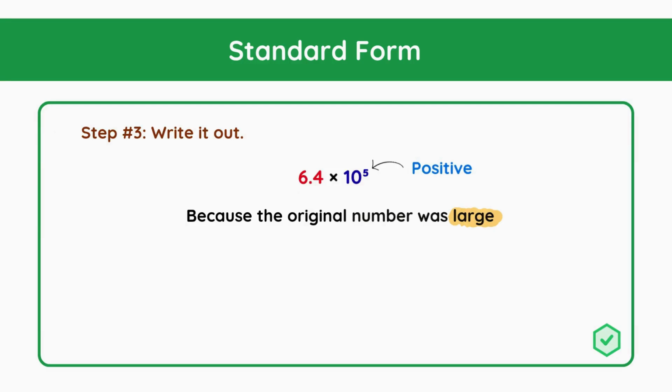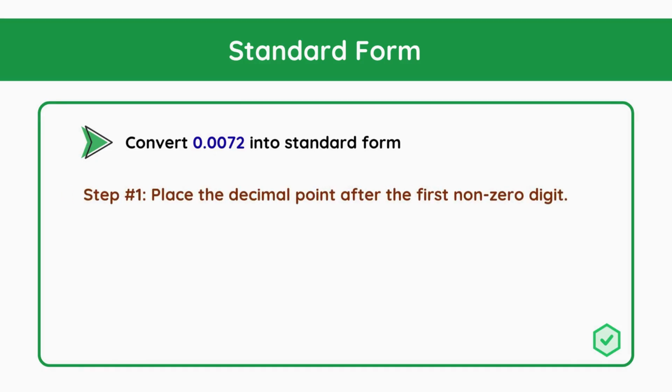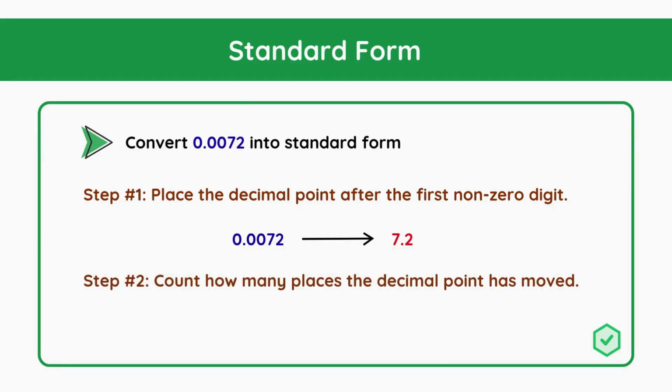Now let's do a small number, because this is where students lose marks. Suppose we want to convert 0.0072 into standard form. Step 1 is the same. Place the decimal after the first non-zero digit. The first non-zero digit is 7, so we write 7.2. Step 2. Count how many places the decimal moved. This time it moves 3 places to the right to reach its new position.